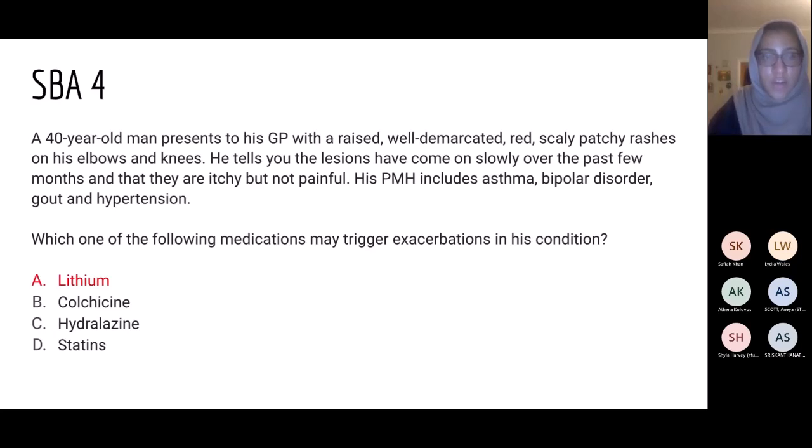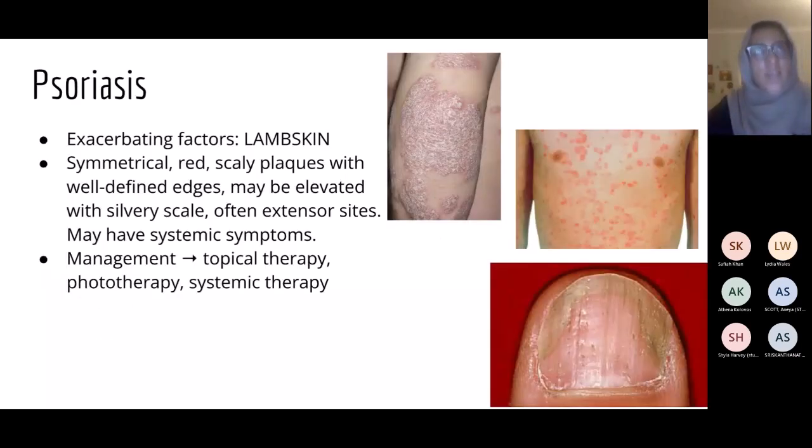Okay, so the answer is lithium. I thought I'd put asthma in to throw people off, based on what we just described with eczema. But what this skin condition is describing is psoriasis. Psoriasis is quite an interesting skin condition. It can present in the earlier stages of life, around 16 to the early 20s, and it can also present later in life, in your 50s and 60s.